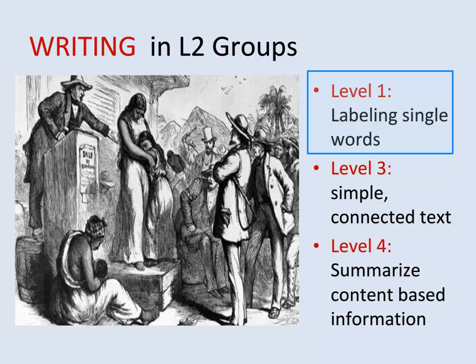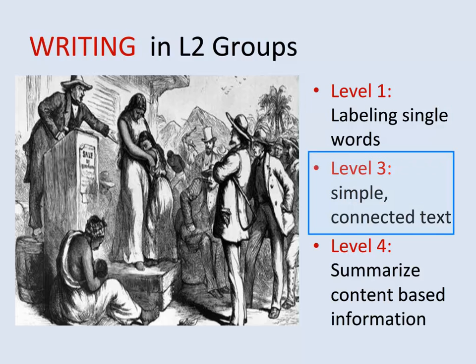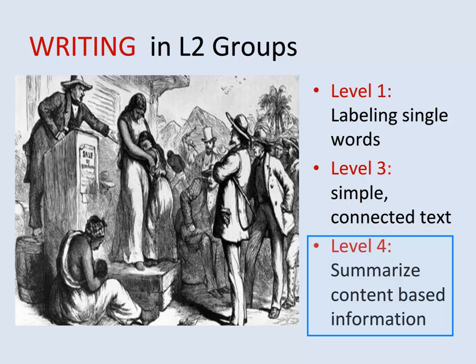Level 1 Entering. Label objects or pictures from word, phrase bank, answer oral questions with single words. Level 3 Developing. Produce simple expository or narrative text. String related sentences together. Describe events, people, processes, procedures. Level 4 Expanding. Summarize content-based information.